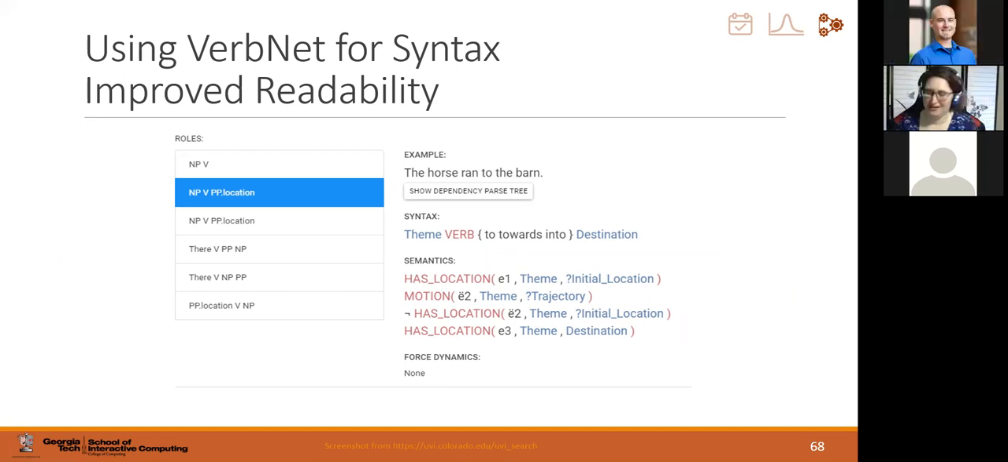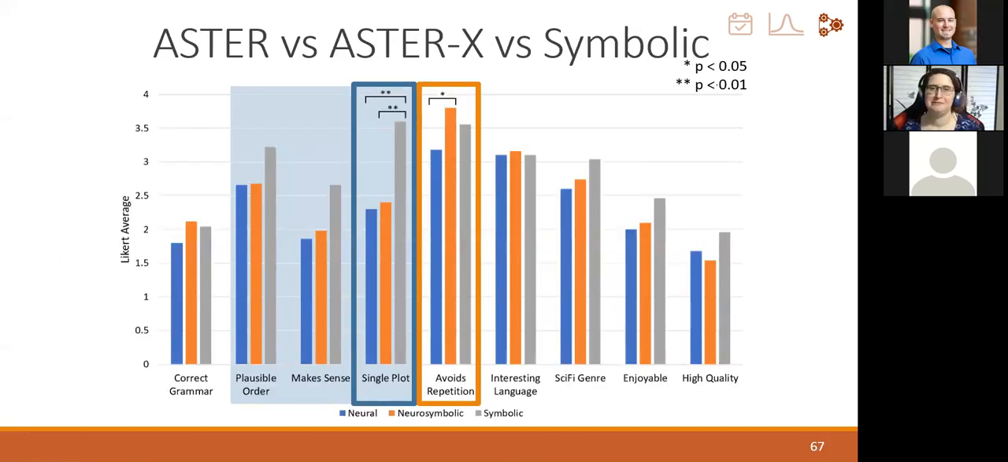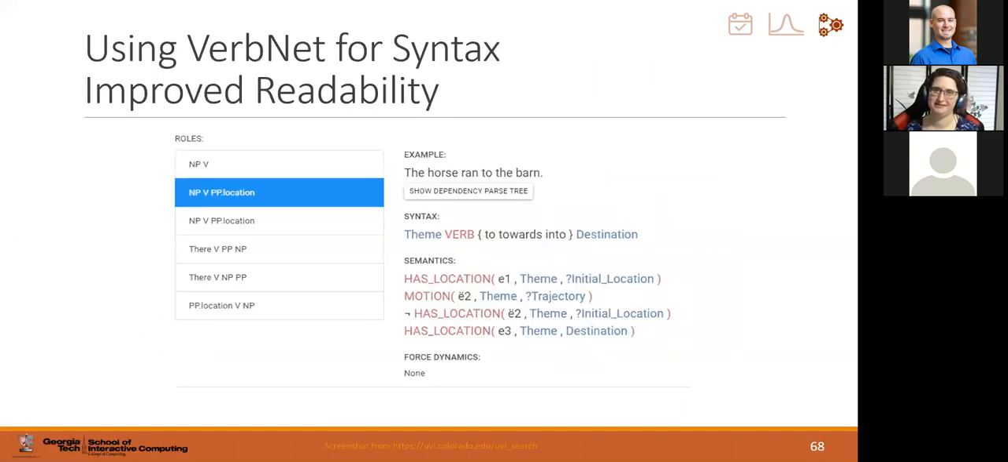So I was a little surprised: why is this really stupid system doing so well at creating stories that are perceived as a single plot? But I think it's also because of this improved readability, having Verbnet provide this syntax helped, creating sentences instead of going from events to sentences.